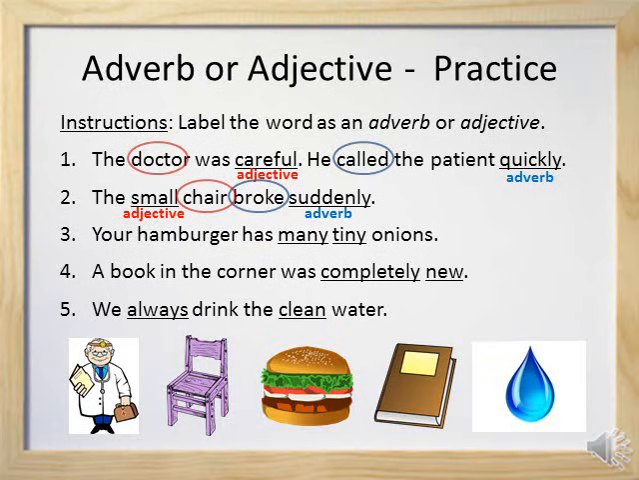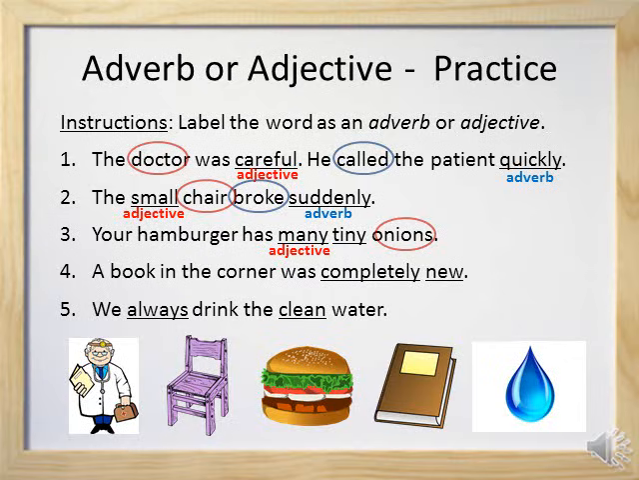Number 3. Your hamburger has many tiny onions. What part of speech is many? An adverb or an adjective? It depends on which word many describes. Which word in the sentence does many describe? It describes onions. Onions is a noun, so many is an adjective.